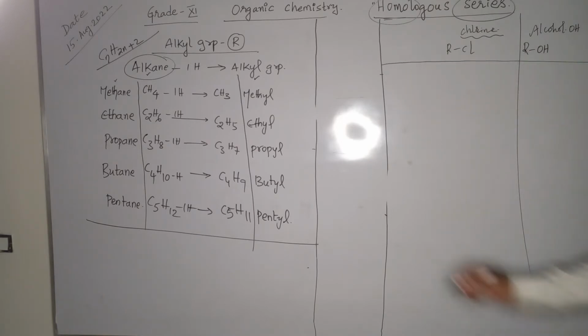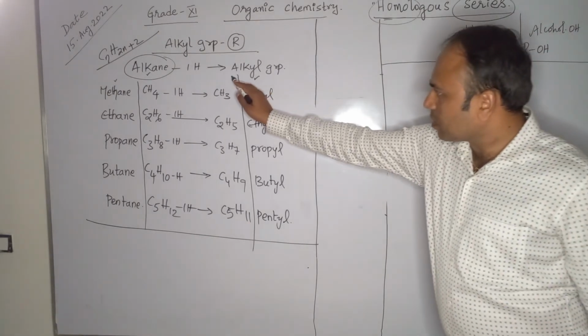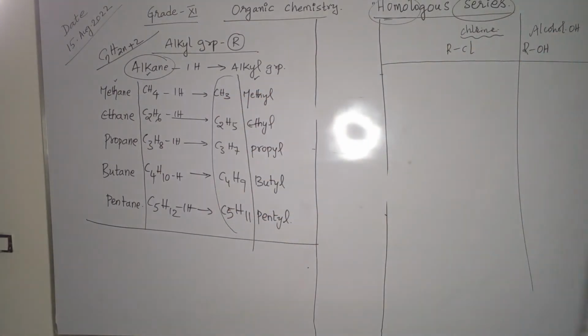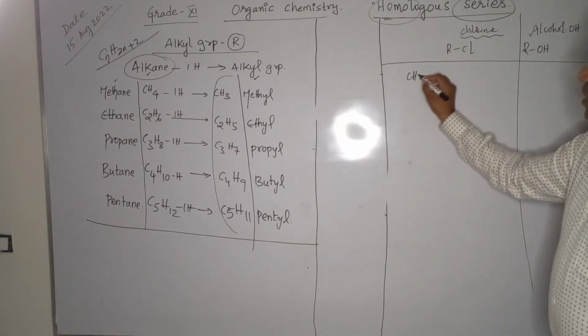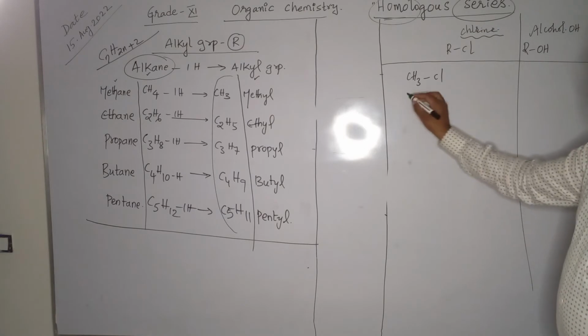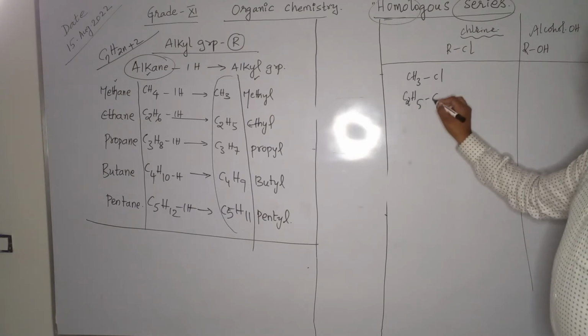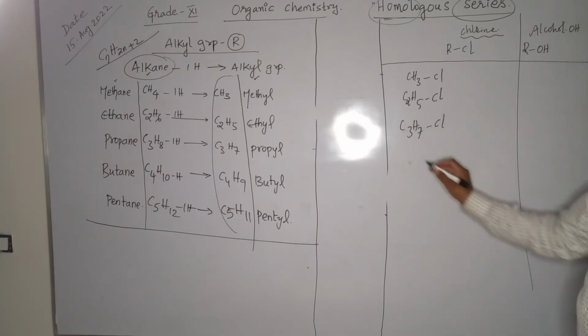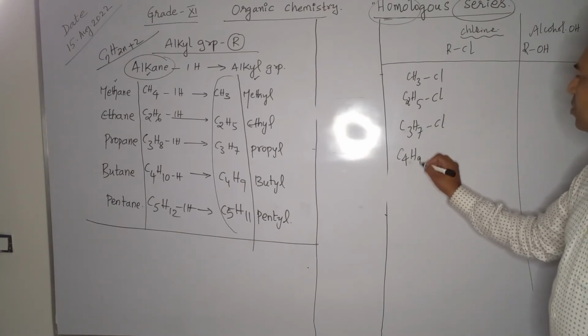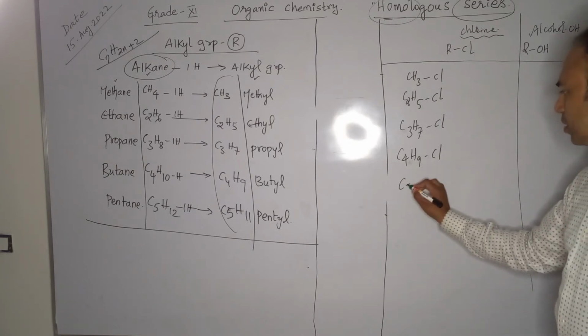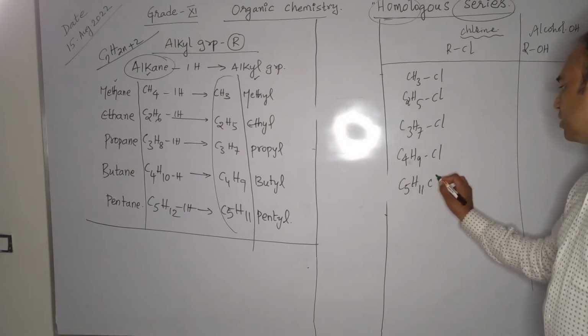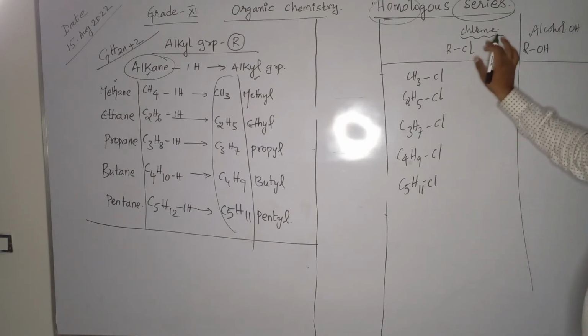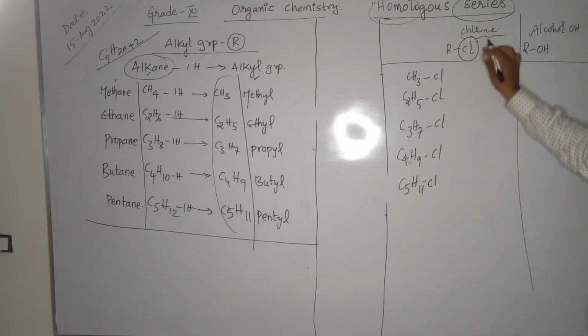That's it. So what is R? R is alkyl groups. Let me write this first and foremost thing. CH3Cl, next C2H5Cl, C3H7Cl, C4H9Cl, C5H11Cl. So this is the homologous series with the functional group chlorine. You can also write bromine, whatever.